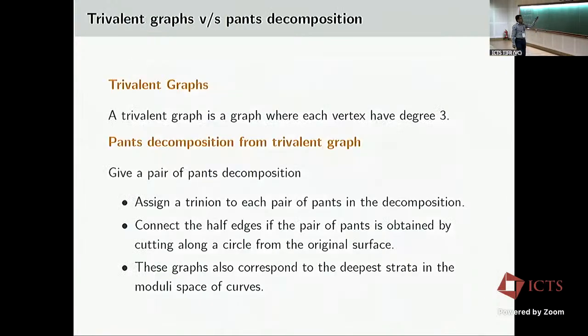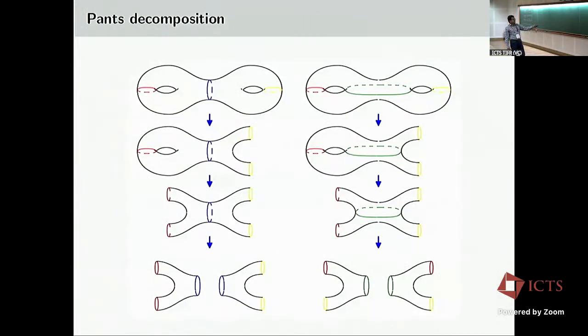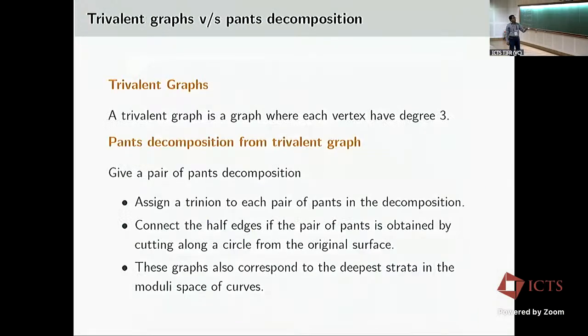This can again be captured by the data of what I call the dual graph. A trivalent graph is a graph where each vertex has degree 3. Given a pair of pants decomposition, which looks like pants, with the legs and the waist, you assign a trinion, which is one vertex with 3 half edges coming out, and then connect the half edges if the pairs of pants are obtained by cutting along a circle. This graph corresponds to the deepest stratum in the moduli space.